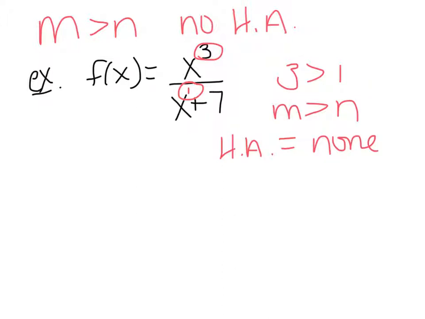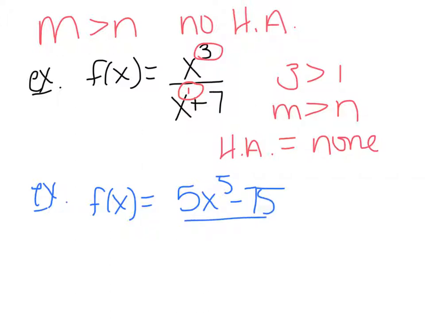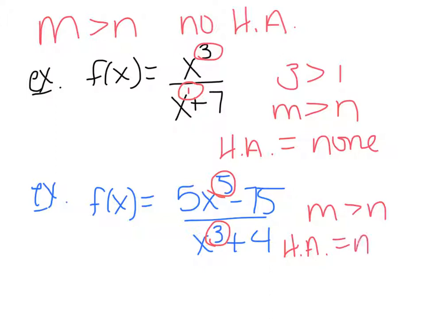And we're going to write none. You don't write 0, because 0 would be an actual asymptote. Another example, say we have f of x is equal to 5x to the 5th power minus 75 over x cubed plus 4. Looking at the degree, in the numerator it's a 5, in the denominator it's a 3, so since m is greater than n, the horizontal asymptote is equal to none.